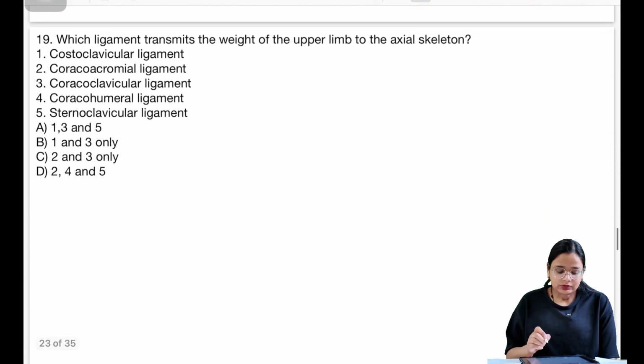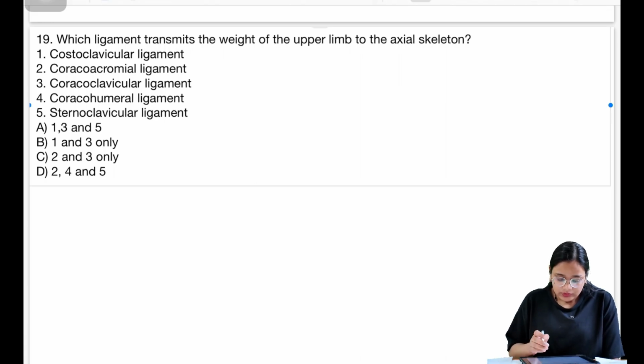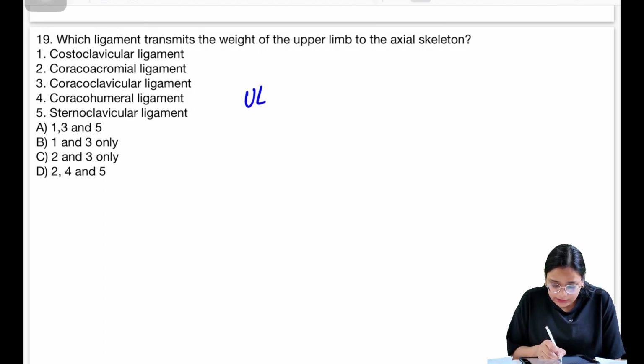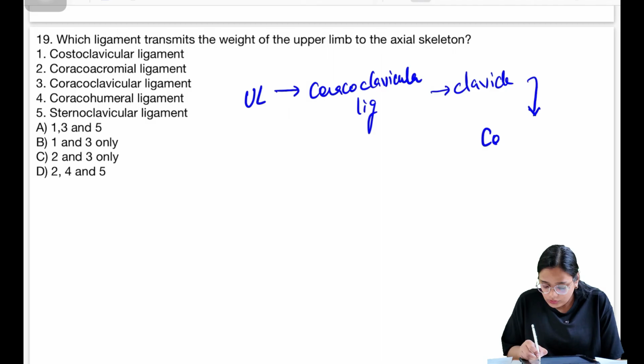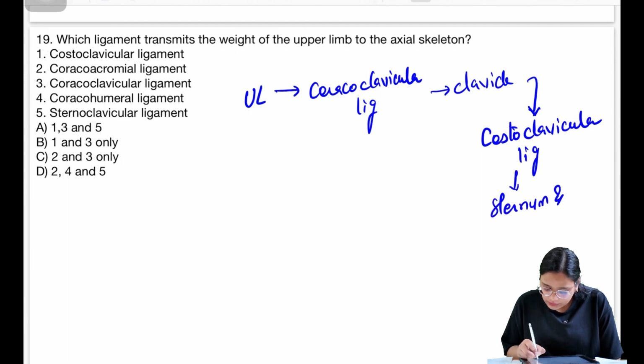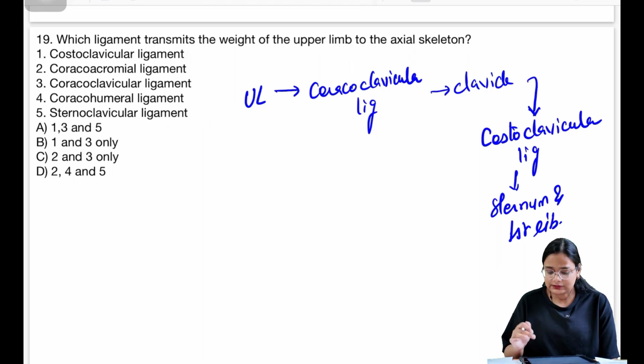Next question is, which ligament transmits the weight of the upper limb to the axial skeleton? So we have to check weight transmission from the upper limb to the axial skeleton. From the upper limb, weight is transmitted to the coracoclavicular ligament, meaning it is transmitted to the clavicle. From the clavicle we have to transmit this weight to the sternum. So there is the costoclavicular ligament, which is transmitting weight to the sternum and first rib, or I can say to the axial skeleton.